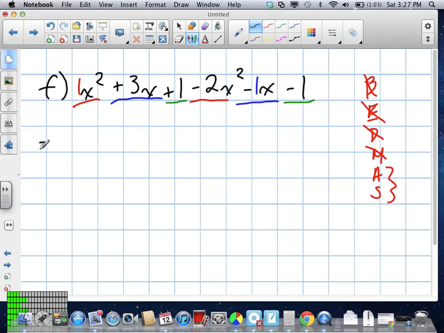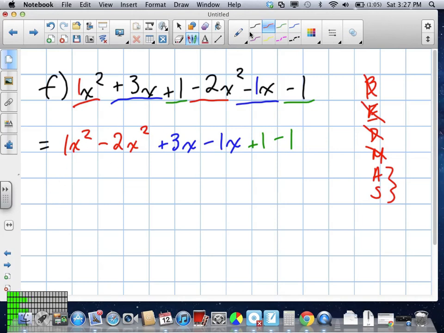So let's work on this now. I'm going to reorder my question. We'll do this stuff in red. So what were my red like terms? 1x squared and negative 2x squared. Good. What were the blue ones? Positive 3x and negative 1x. Good. And the green ones? Positive 1 and negative 1. Good. So we're going to focus on combining each of them.